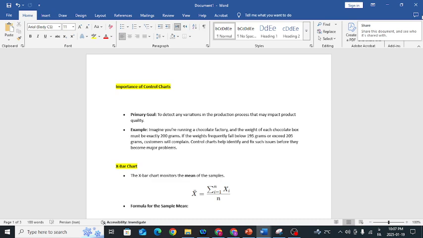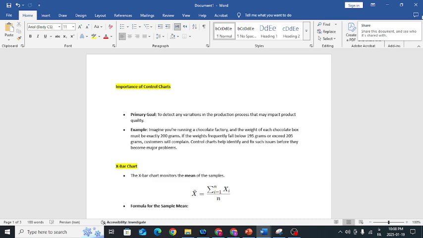They are indispensable for anyone working in manufacturing, production, or even service industries, where consistent quality is a must. Let me put it this way.